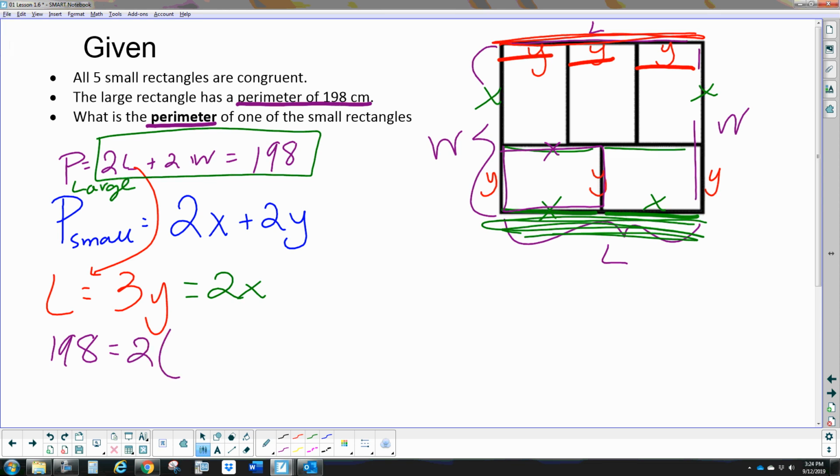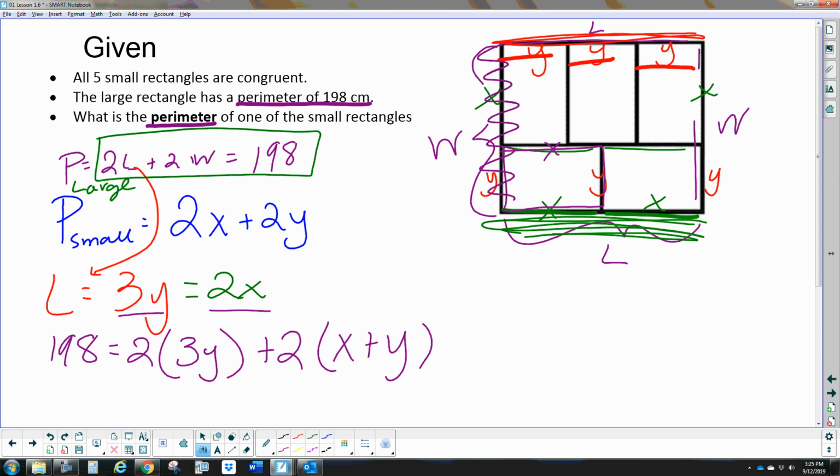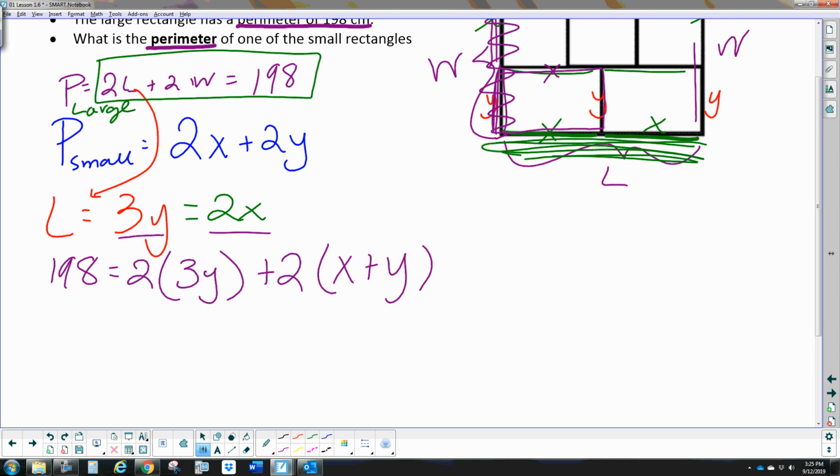Doesn't matter which one you use for L. You can either use 3y or you can use 2x. They're the same. So I'm going to use 2 times L, 3y, plus 2 times W. Now my W is the height of my rectangle, and that's x plus y. If I look at the height of my rectangle, I marked all of my sides. Segment addition says that the segment length is equal to the sum of its parts. So that's where I get x plus y from. That's the height of my rectangle.